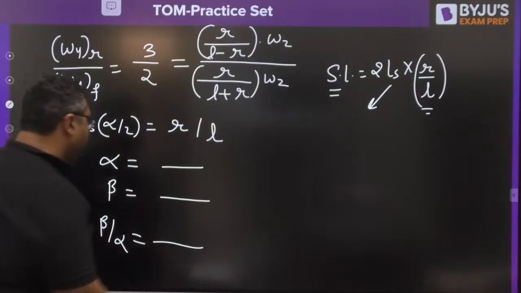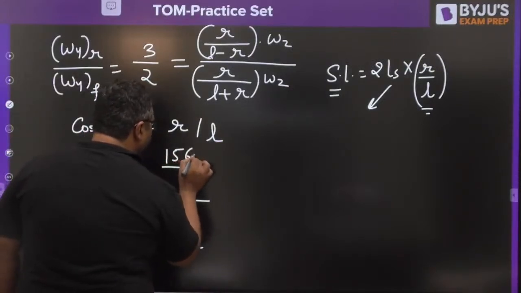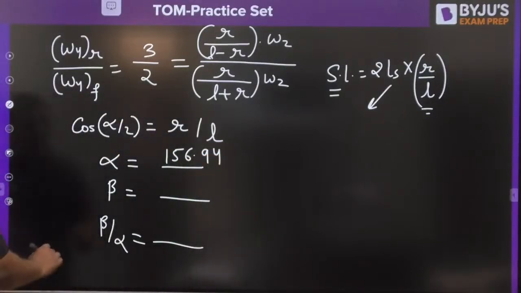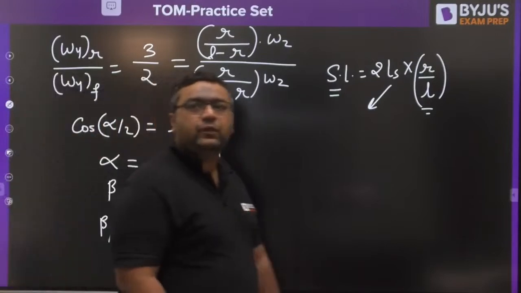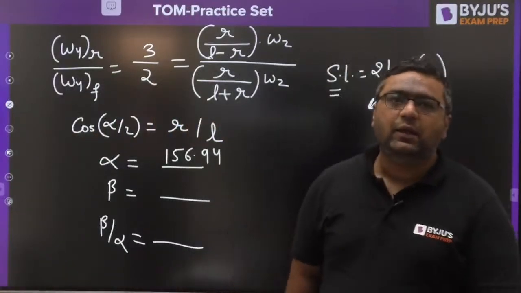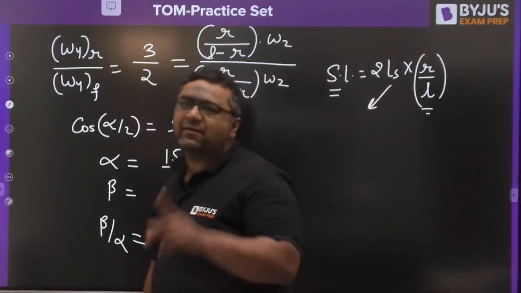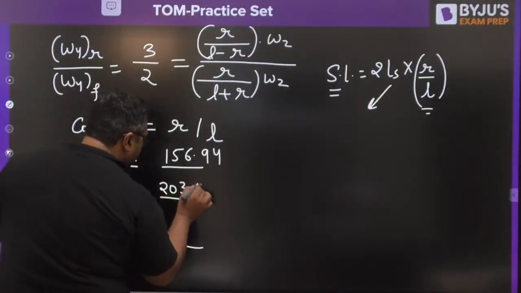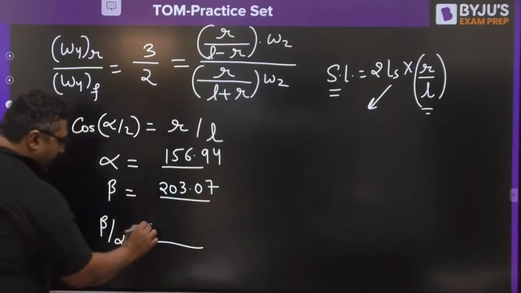Okay, alpha is 156.94. Very good, Bhavya. Then can you tell me beta, because alpha plus beta is 360 degrees. Very good, Manas. Alpha plus beta is 360. Beta will be coming out to be 203.07. Then we are going for beta by alpha.